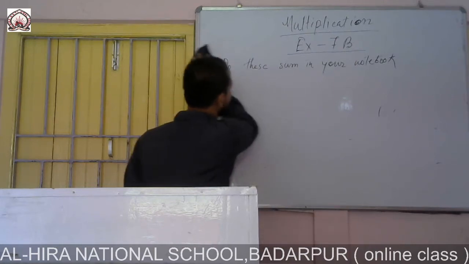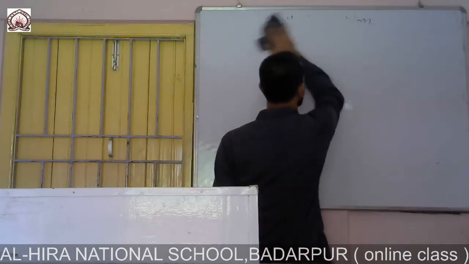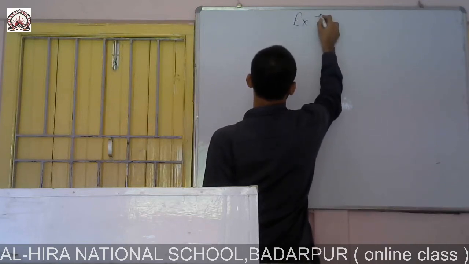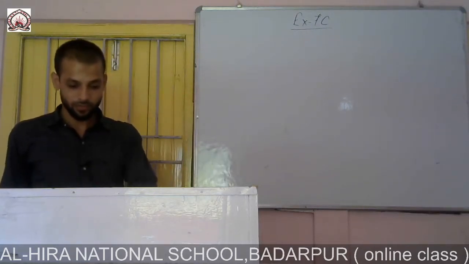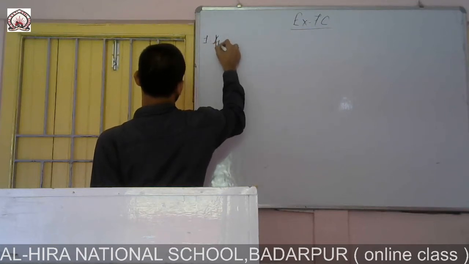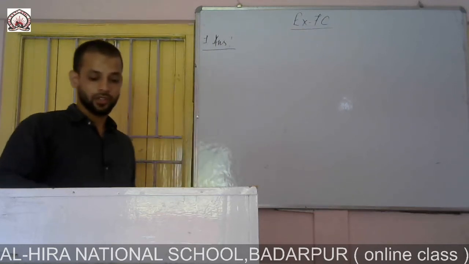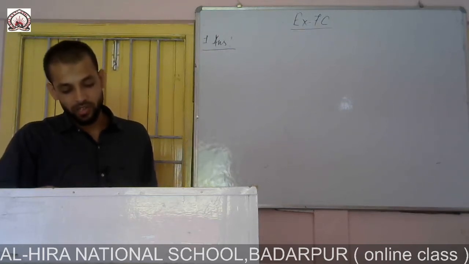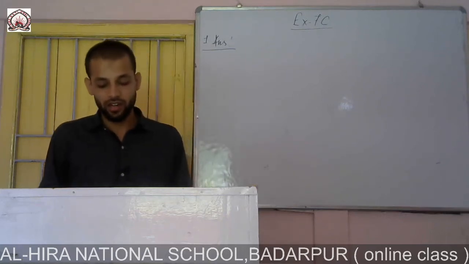Now moving towards the next exercise, that is 7C. First question. Let me read the question. A chessboard has 8 rows of 8 squares each. So how many squares does it have? So that means what? On both sides we get 8 rows and 8 squares.